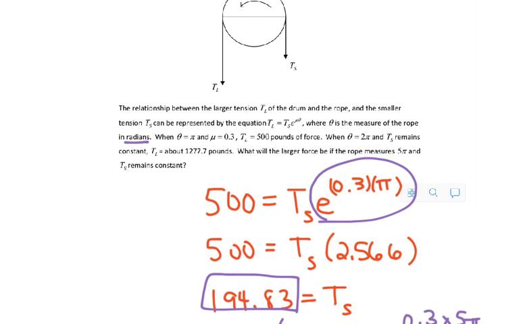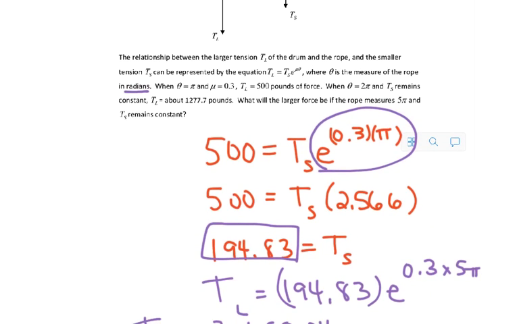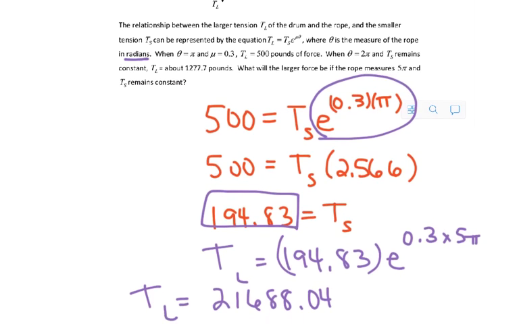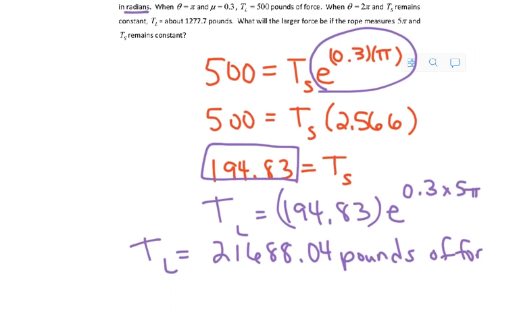Then the question says, what will the larger force be if the rope measures 5 pi and the small tension remains constant? So if I make the small tension about 194.83, mu is 0.3 for every part of this problem, but this time I make theta 5 pi, and then I just shove this in my calculator, I'm going to find out that the larger tension is about 21,688.04 pounds of force. Oops, I'm trying to write the word force and it won't let me. Let's move up a little.